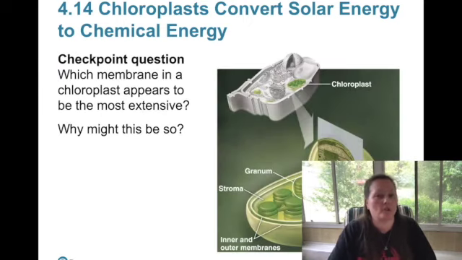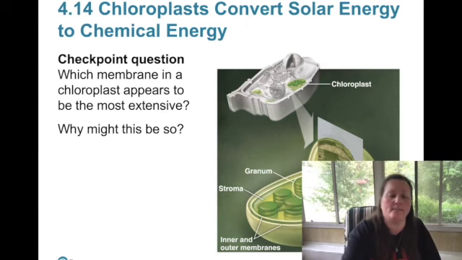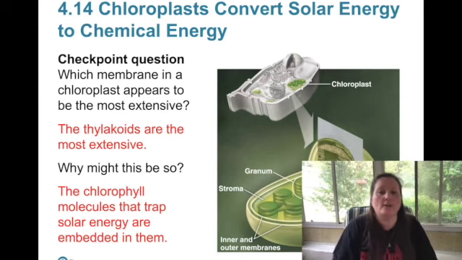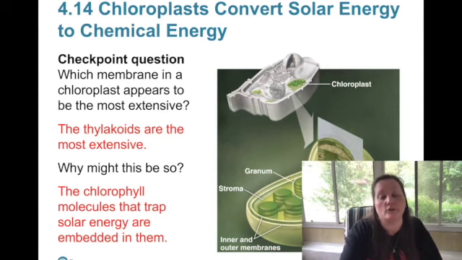So, checkpoint question. Which membrane in a chloroplast appears to be the most extensive? And why do you think this might be the case? Well, the thylakoids are the most extensive. That's these guys, the big folded up things. And it's because the chlorophyll molecules that trap solar energy are embedded in there. So if we need a whole bunch of chlorophyll in order to conduct our photosynthesis, then the thing that's holding all of those should probably be the most extensive.